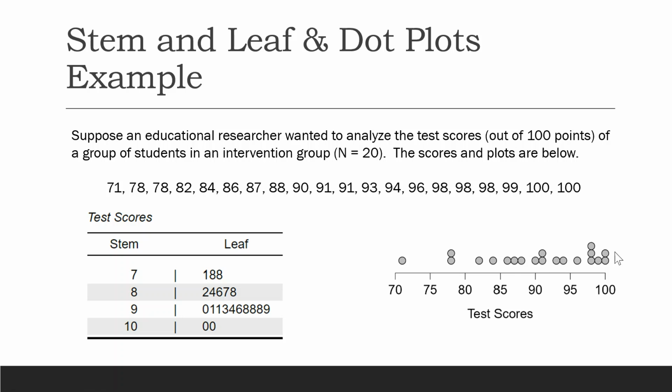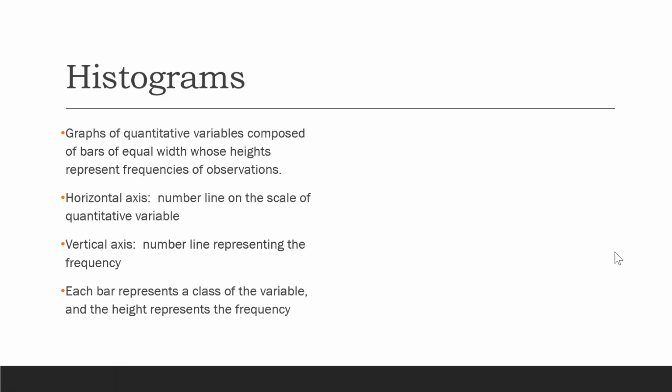What we'll probably most often use and see are histograms, right? So we talked about histograms before. These are graphs of quantitative variables that are composed of bars of equal width whose heights represent frequencies of observations. So these are bar graphs, right? They're going to have bars, but the difference here is that usually our bars are connected when we're talking about a histogram, and when we're talking about bar graphs with nominal or ordinal data, those bars were separated because those are different categories.